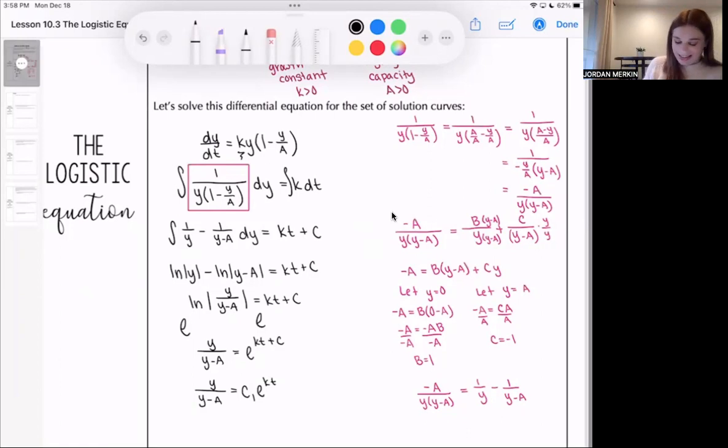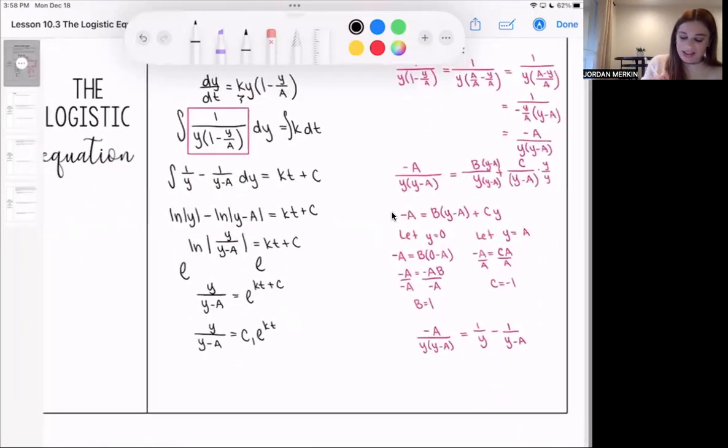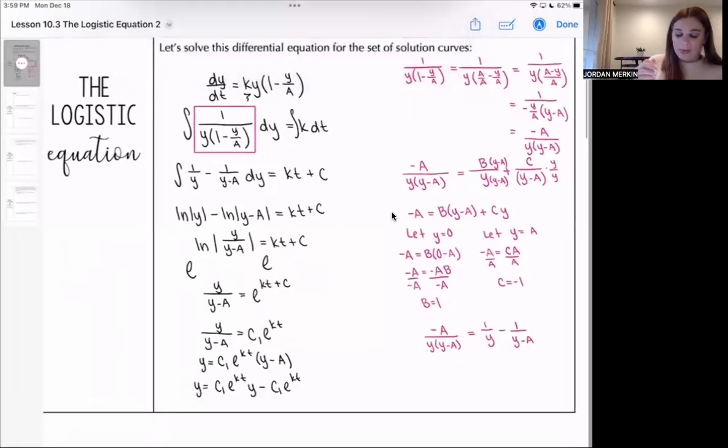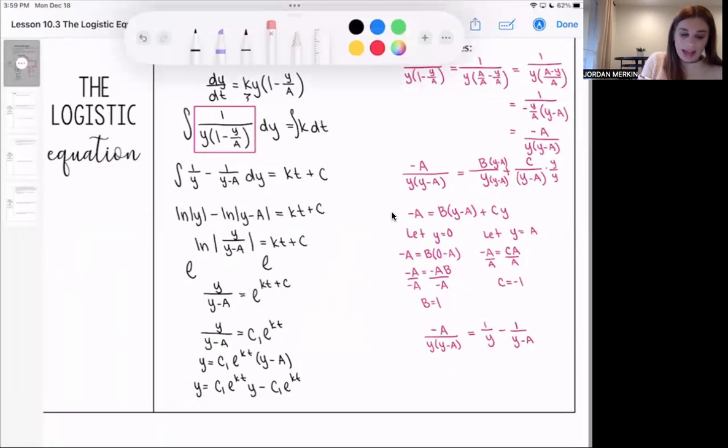We're almost there. Now we want to solve for y, so we can multiply both sides by y minus a. We can distribute that. So y equals C sub 1 e to the KT y minus C sub 1 e to the KT times a.